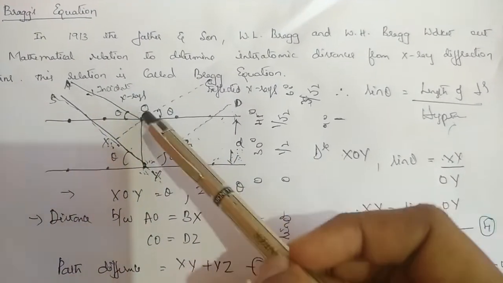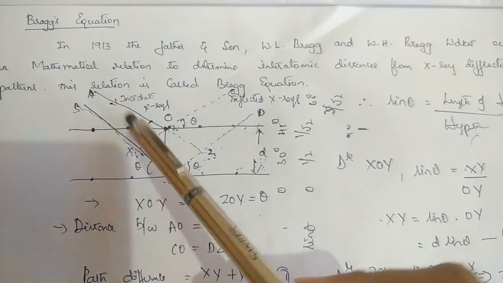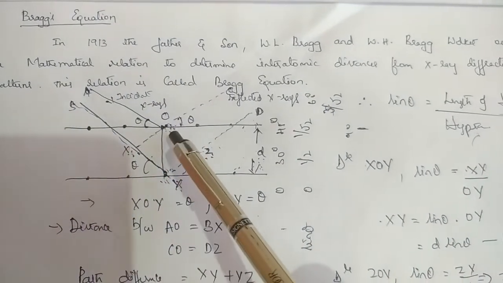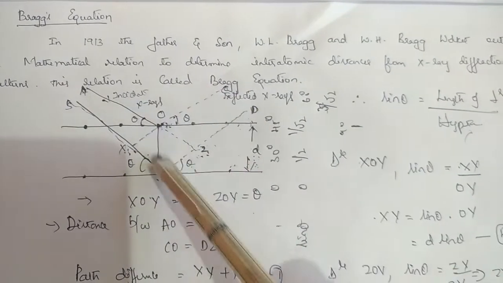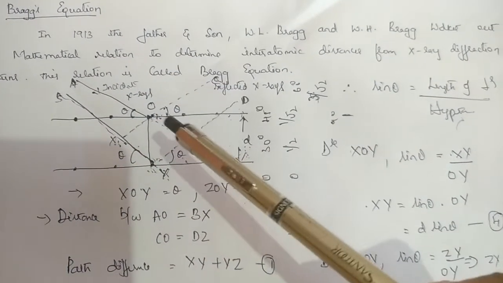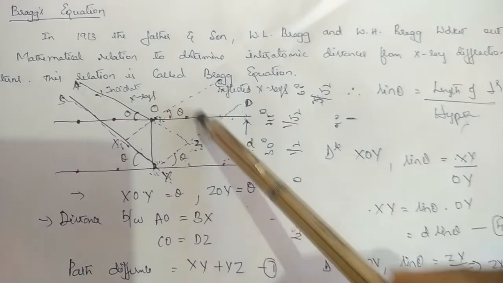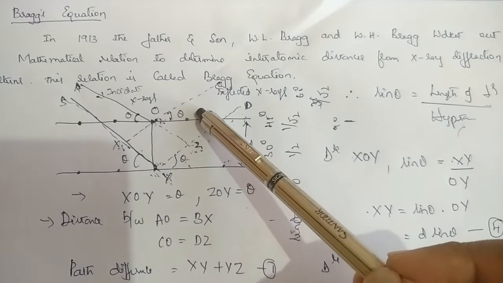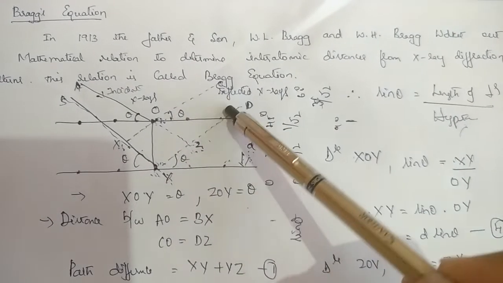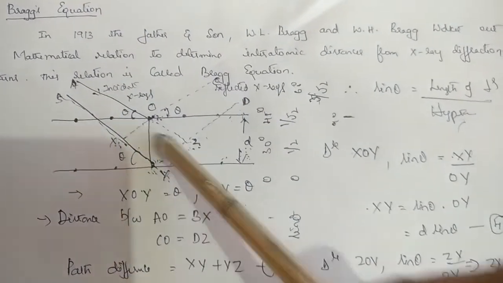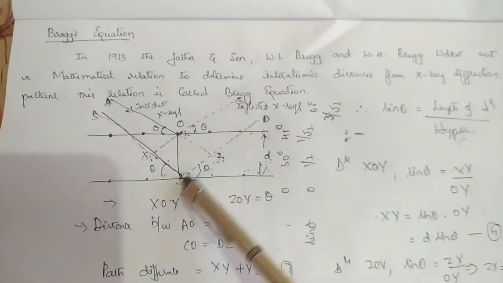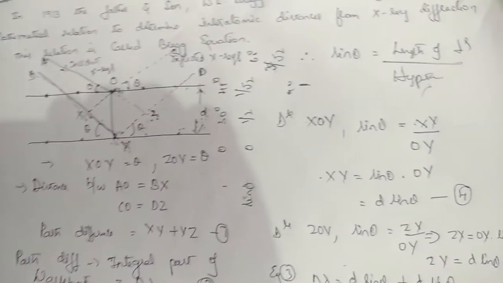Both father and son showed two things. First, the X-rays diffracted from the atoms in the crystal planes obey the laws of reflection. Second, the two rays reflected by successive planes will be in phase if the extra distance traveled by the second ray is an integral number of wavelengths, that is called n lambda. This is all about the Bragg's equation.